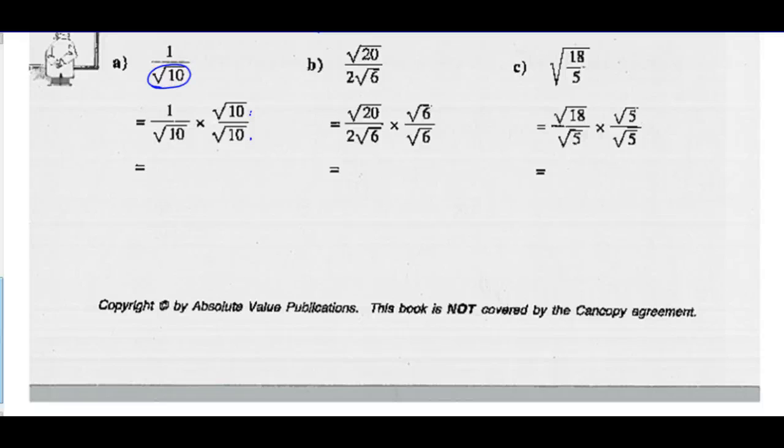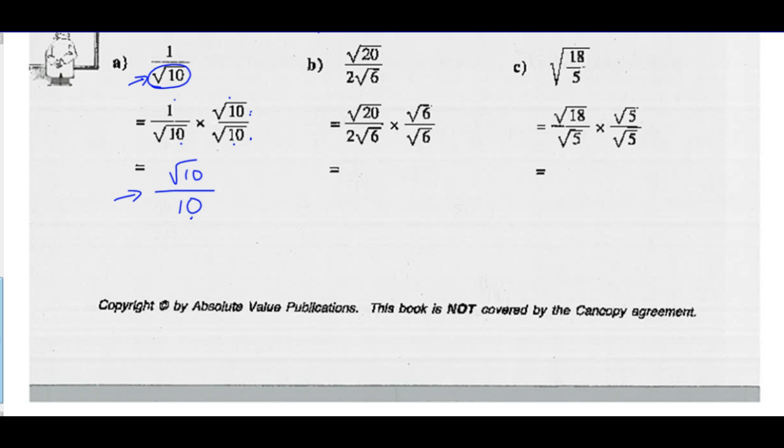All right. So let's go ahead and multiply. 1 times root 10 is 1 root 10. Root 10 times root 10, we've done that before. That's just 10. Well, that question now has a rational denominator. So we've rationalized it. The number 10 is a rational number. The number radical 10 is an irrational number. So we've changed 1 over root 10, which had a radical in the denominator, into root 10 over 10, which does not have a radical in the denominator.